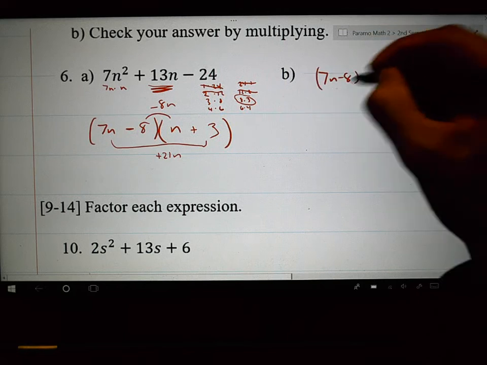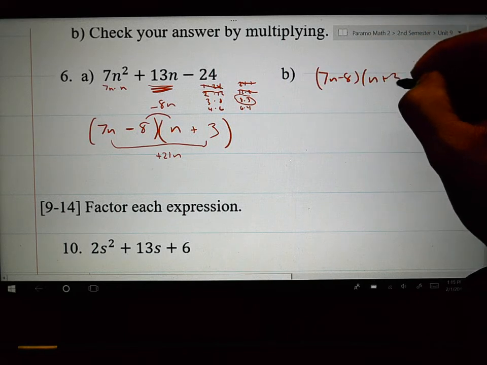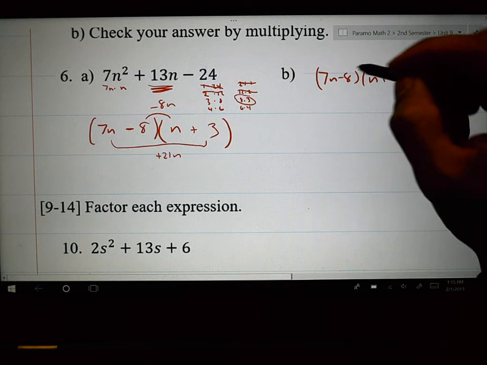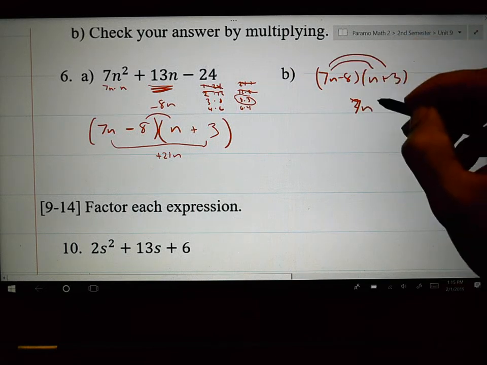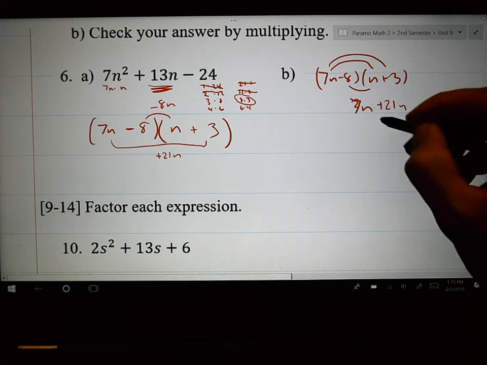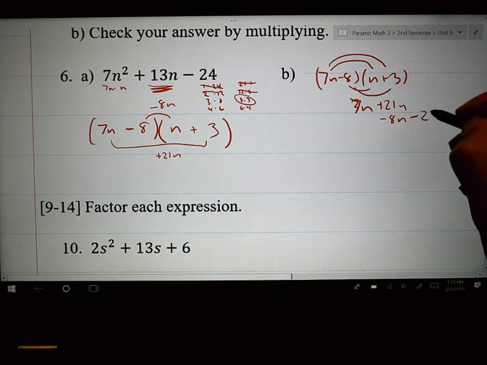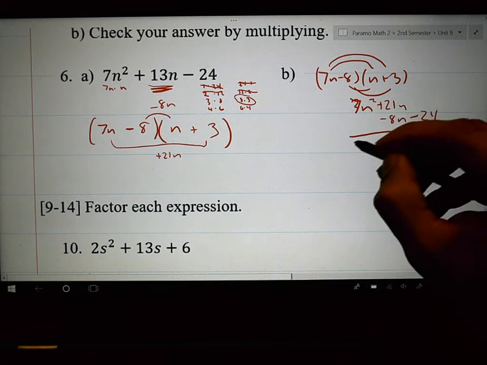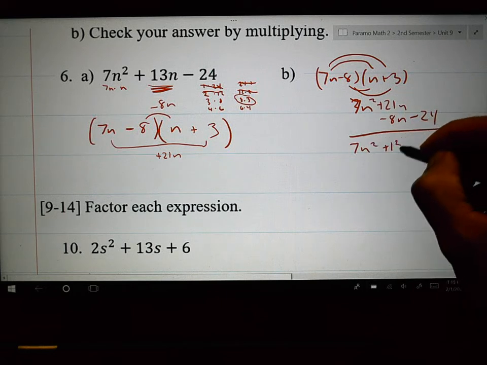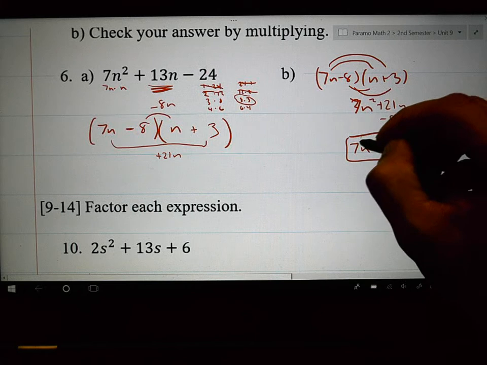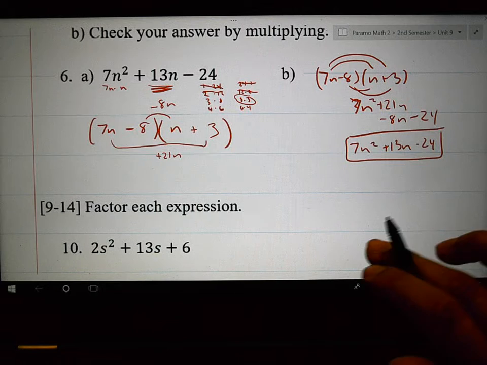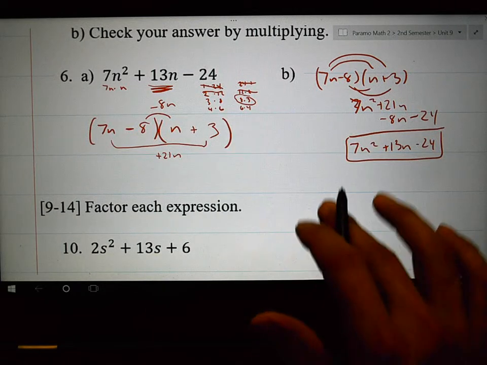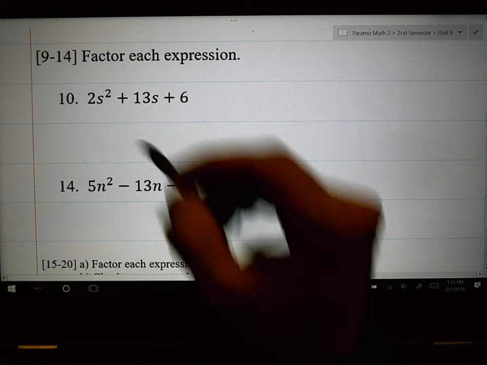And then you could even go back to what we did before. This is going to say check your answer by multiplying. You take your thing, and then I should get the same exact answer going the other way. 21n minus 8n minus 24, 7n squared plus 13n minus 24. Look at how that's the same exact thing when you check by multiplying. That's how it works. So let's do a couple of those.